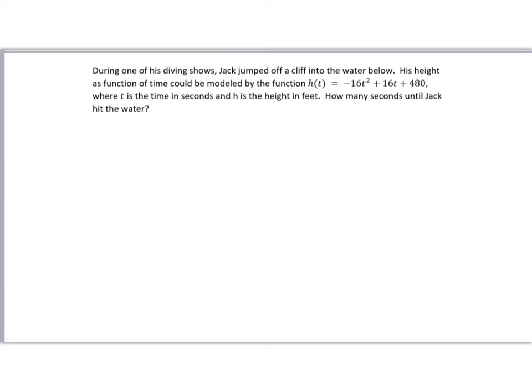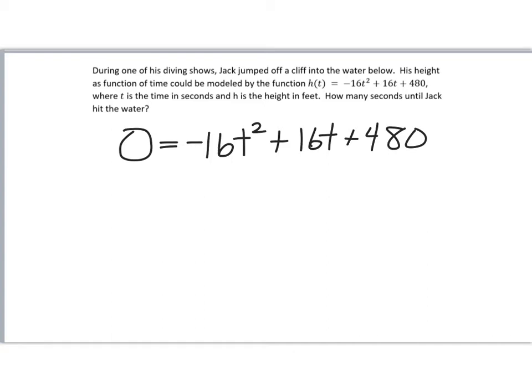Well, if you think about it, hitting the water is a height of what? 0. And so all I'm going to be doing is putting 0 in for the height. So here we go. 0 equals negative 16t squared plus 16t plus 480. Now I'm going to solve.